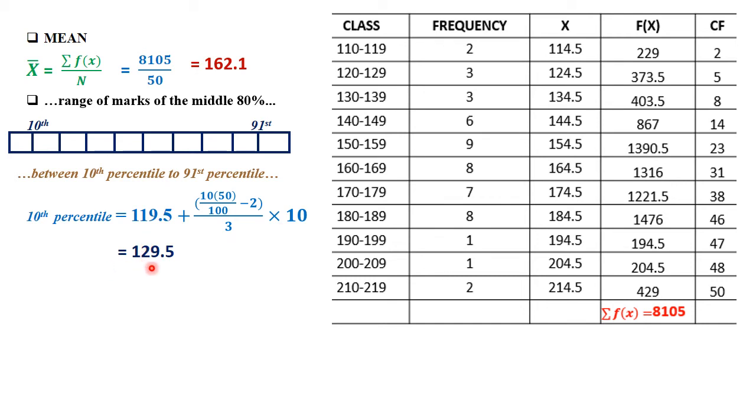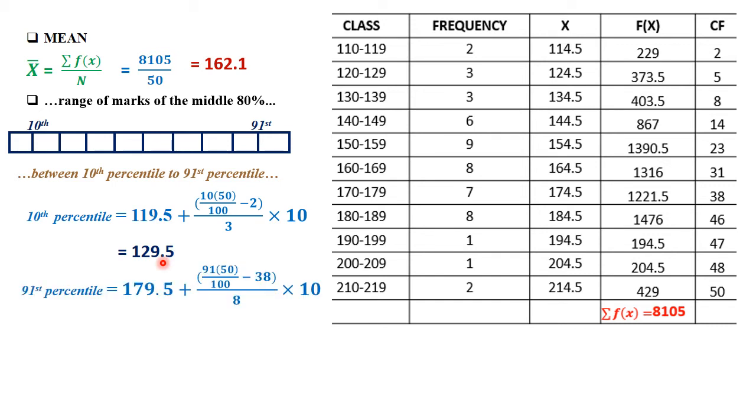Remember, 129.5 value means below it we have 10 values. Okay? And up to the 10th value, really. This is actually the 10th value. That means below it we have, I think I would say, 9 values. So this is the 10th value. Let me just put it that way.